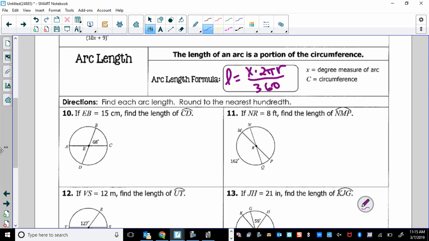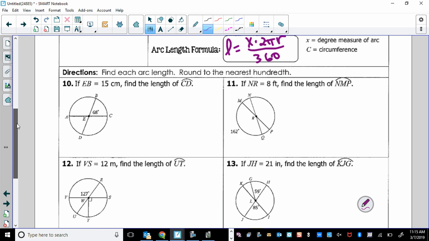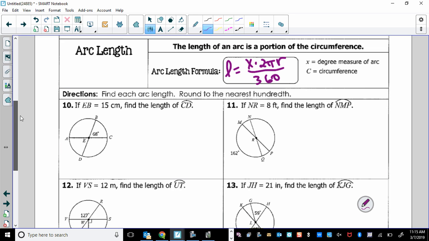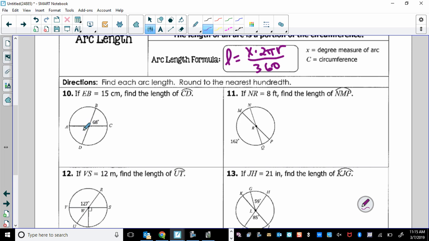Okay, so I'll do one example to find the missing measure. In this case, EB is 15 centimeters, so that means the radius is 15, right? And find CD. CD is what you're looking for. So I need to first find the degree measure of CD, right? CD is 180 minus 68. I want to know what is the degree measure of this x here.